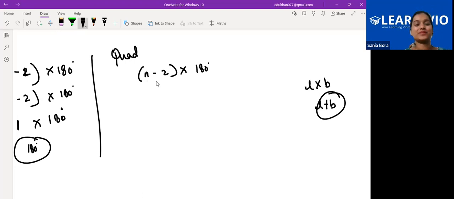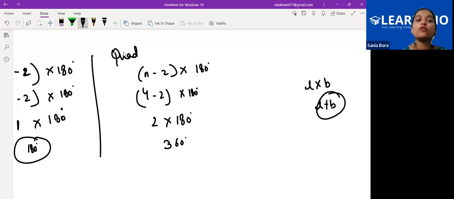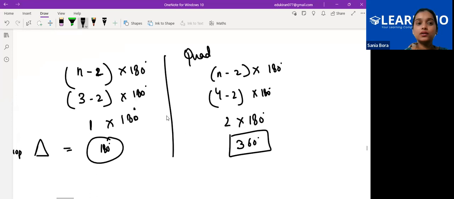So n minus 2 multiplied by 180. What is n? 4 minus 2 into 180. 4 minus 2 would give you 2, and 2 multiplied by 180 means 360. So the sum of all the angles of a quadrilateral would be 360. Clear? This is how you find the angle sum property of polygons.